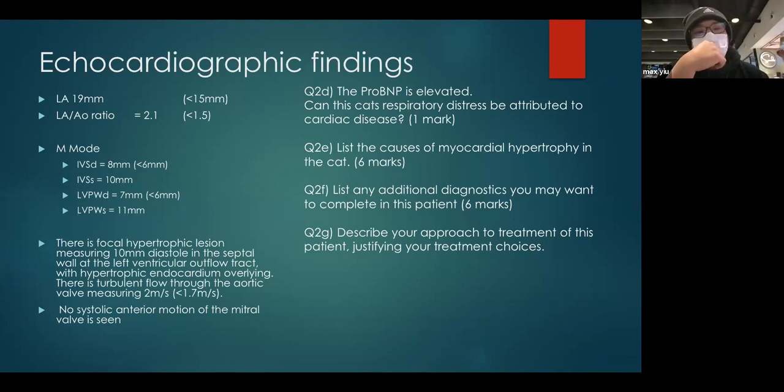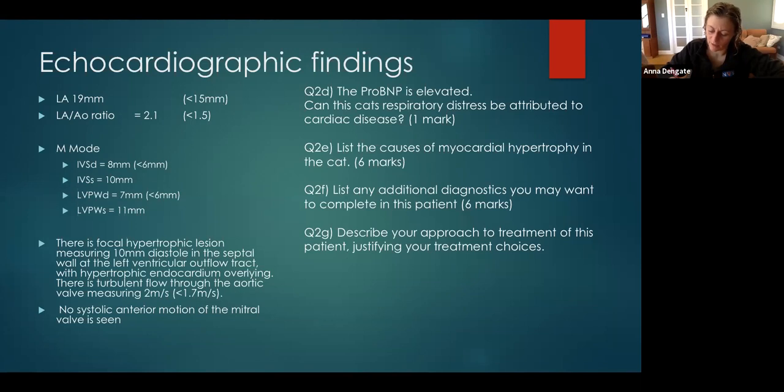If I answer pimobendan, I don't think that's right, because I think they proved that it's not going to make a difference. It's probably controversial. There are cardiologists that use it and cardiologists that don't. For example, Rita uses it with fixed obstruction, but not dynamic obstruction of the outflow tract. So if there's SAM, she won't use it, but she will use it in other HCM cats.